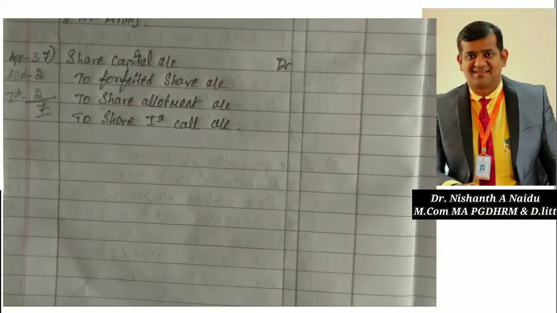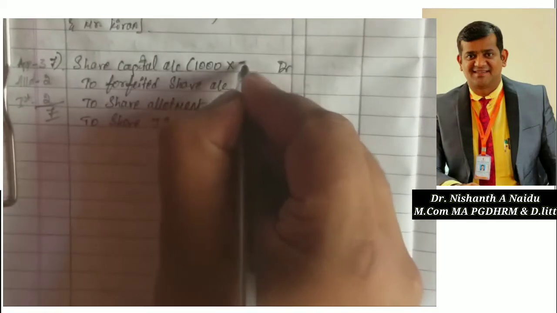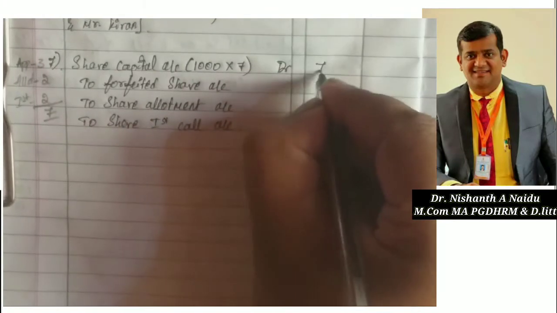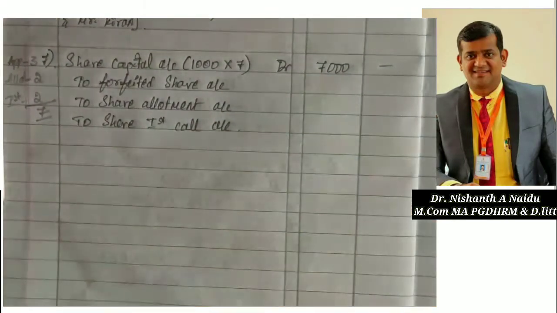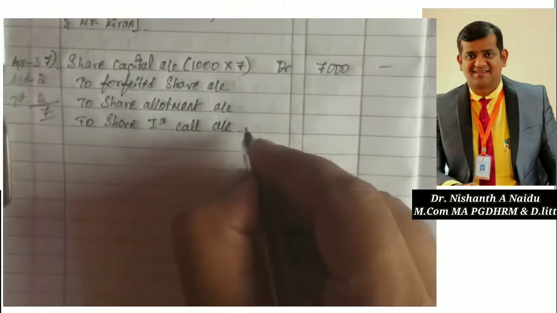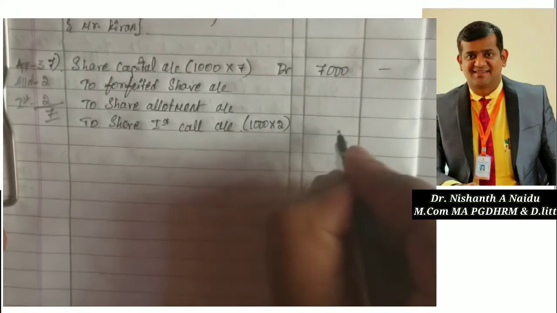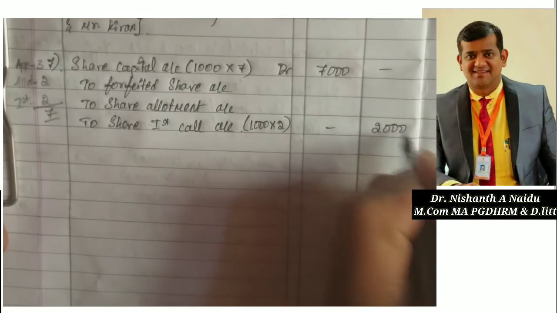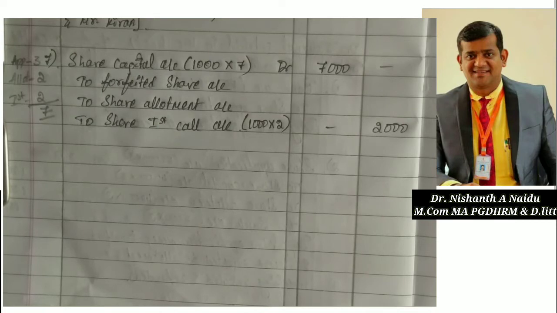So share capital account, Mr. Kumar is the holder of how many shares? 1000 shares into 7. So he is supposed to pay 7000 rupees. Out of that how much he has paid, we don't know. But he did not pay 1000 into 2, that is first call money. He did not pay 2000 rupees. And at the same time, in the allotment level, how much did he not pay? He did not pay 1500 rupees.